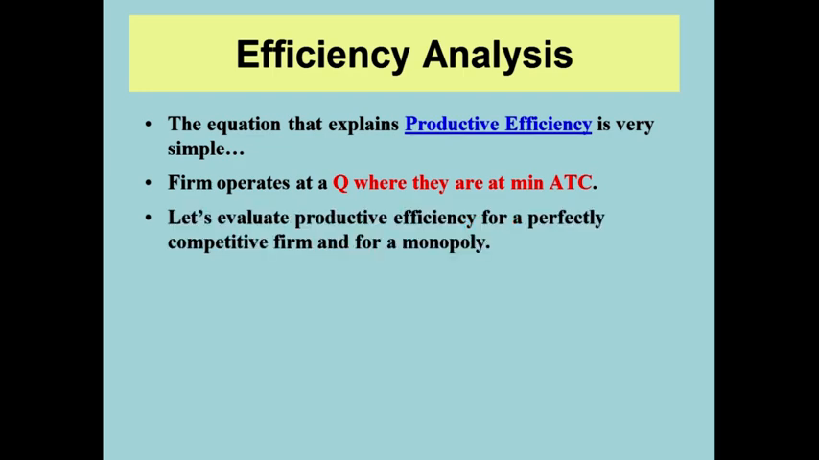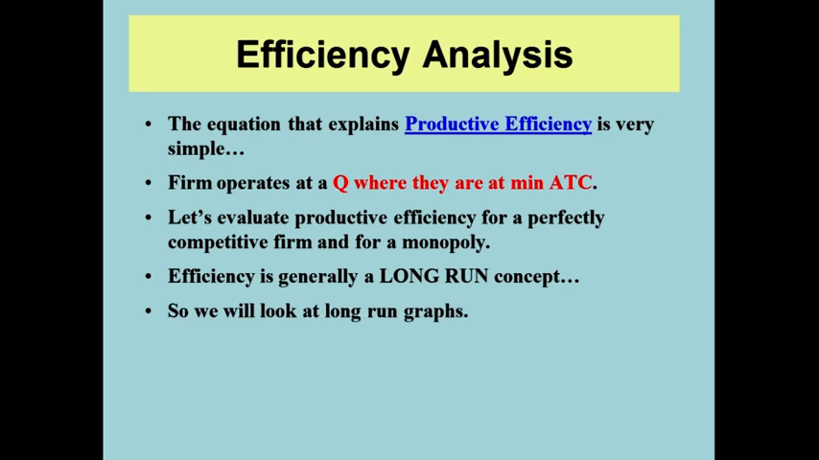So let's evaluate productive efficiency for both a perfectly competitive firm and also for a monopoly. We're going to take a look at graphs, and you'll be able to very quickly determine if firms are productively efficient or productively inefficient. Now, one thing I want to point out is that efficiency is generally a long-run concept. When we evaluate efficiency, we're usually looking at long-run graphs. And so when we look at monopoly and when we look at perfect competition, we need to be looking at the long-run version of graphs. Okay? Let's get started.